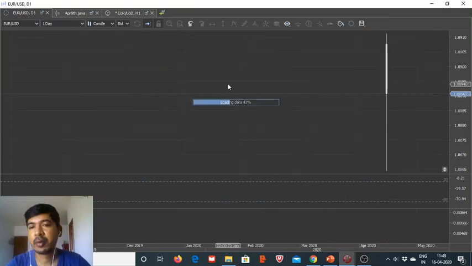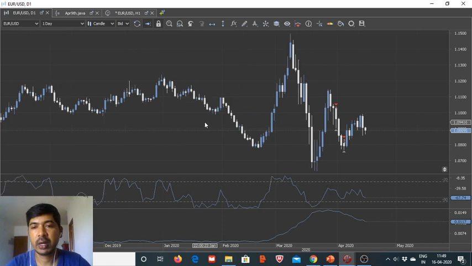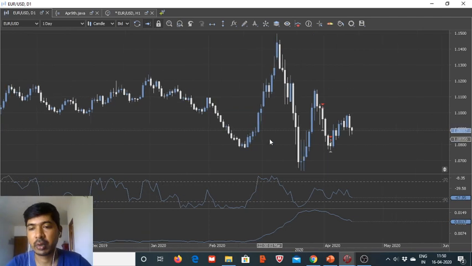Okay, so we got the daily chart. Now I'll explain to you what I'm actually trying to achieve. Here you can see that ATR stands elevated. Let me increase the zoom so that the ATR value is clearly visible to you.